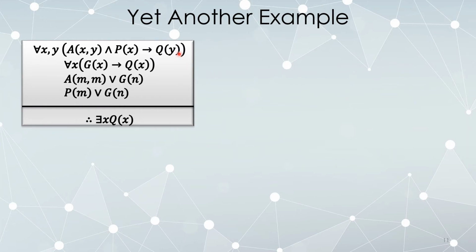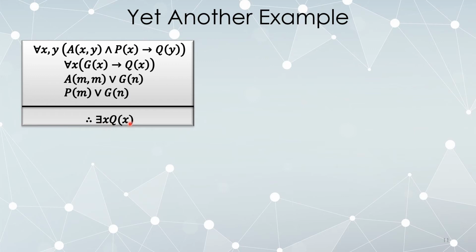Here's another example. We've got a whole bunch of givens and one conclusion. It would be a little tricky to actually try to verbally discuss this. For any x and y, if you have A of x, y and P of x, then you must have Q of y. For any x, G of x implies Q of x. M and N are specific variables for which A of M, comma, M or G of N is true, and P of M or G of N is true.